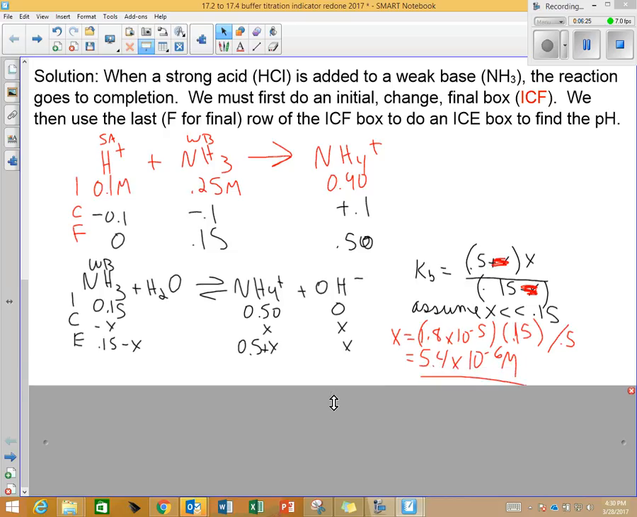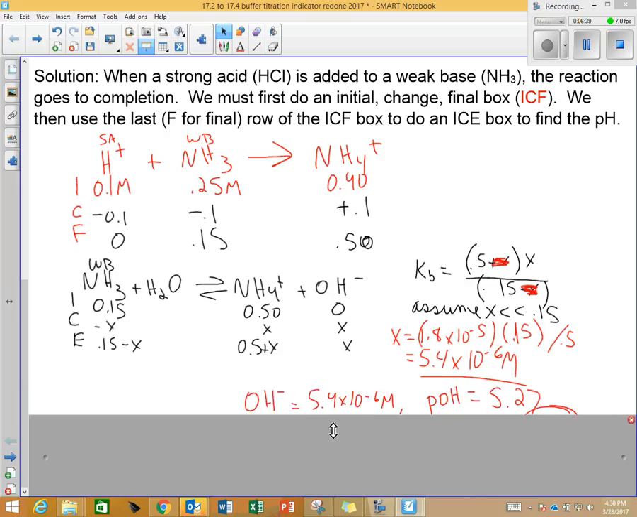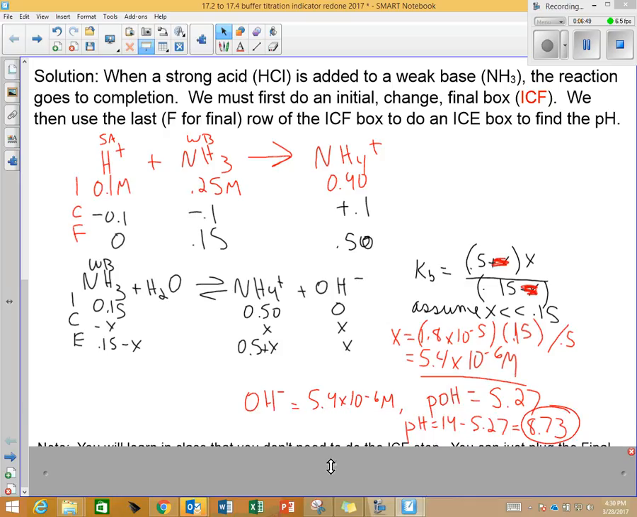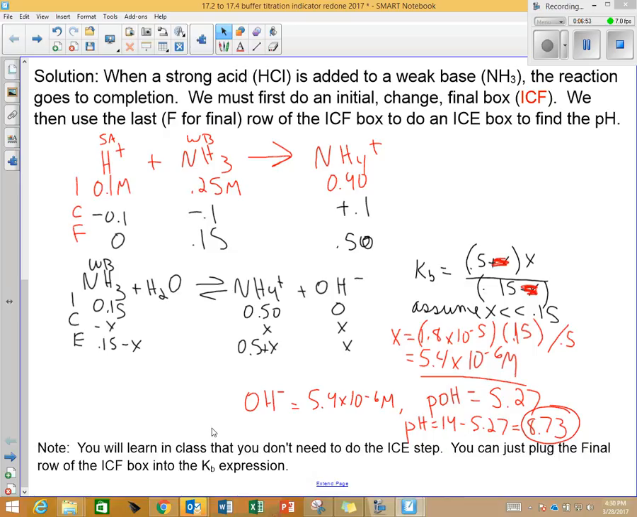And I get x is 5.4 times 10 to the negative 6. Now notice x is hydroxide, and the question asks to find the pH. So knowing x, which is the hydroxide concentration, I can solve for pOH right here. And then because pOH plus pH is 14, I can solve for the pH. All right, now here's the note.